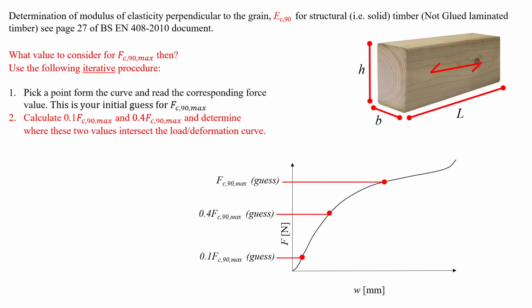This time, we're not going to have approximately 10% and 40%. It's going to be 10% and 40%. You won't be allowed to go to 11 and 39%. It'll have to be physically 10 and 40%. You will take 10% of the Fmax guess and 40% of the Fmax guess.